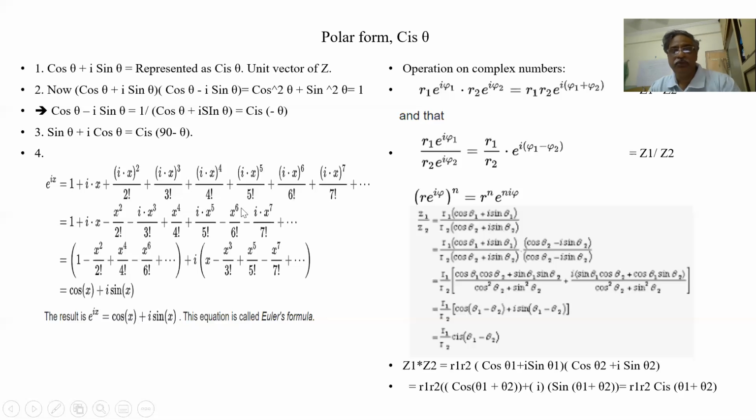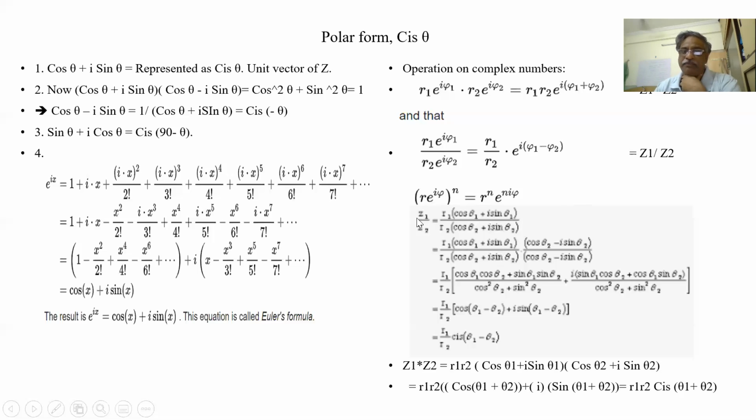Now let us see using this e to the power concept. Suppose r1 cos phi 1 plus i sin phi 1 into r2 cos phi 2 plus i sin phi 2. These are two rays, two vectors. I am multiplying two vectors. If we take in terms of e to the power of ix, r1, r2, e to the power of i phi 1 into e to the power of i phi 2, so e to the power of i into phi 1 plus phi 2. Again for division, they are minus.